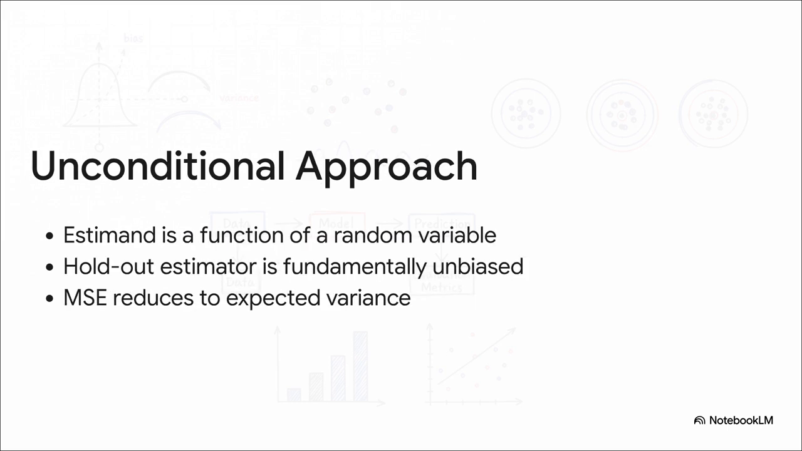Now let's pivot to the unconditional perspective. Here, our estimand theta is a function of the random variable representing the training set. It equals the expectation over new data of our utility function. Because our holdout estimator is fundamentally unbiased in this view, our full mean squared error equation, the expected squared difference between the true parameter function and our estimator, elegantly reduces straight down to just the expected variance over the training parts. It's a really beautiful simplification.